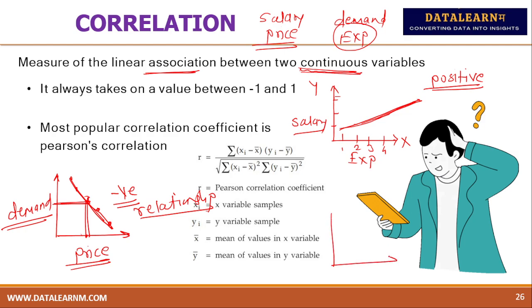But if some graph is coming like this, there is some variable A, there is some variable B, and it's like this. A is increasing, B is not increasing, B is a constant. So there is no relationship. So just tell me whether we should have a relationship or there is no relationship. There should be a relationship, if we want some insights for our output.